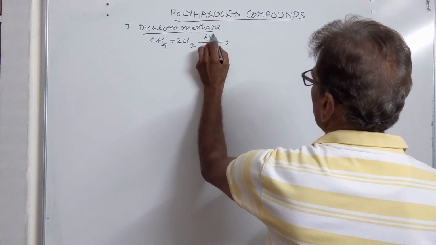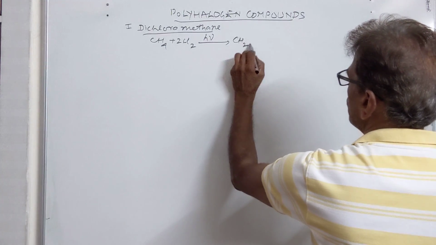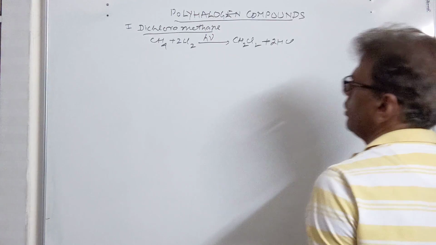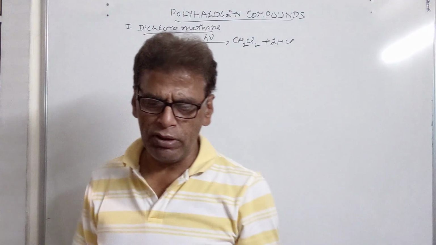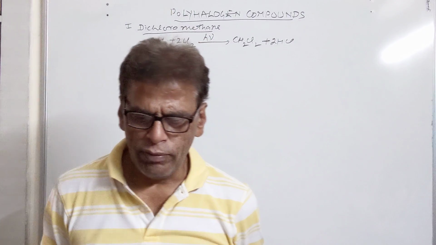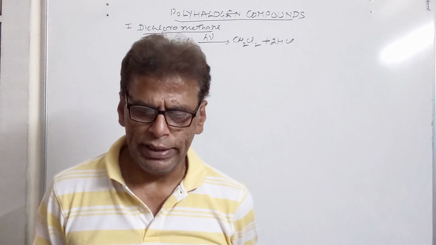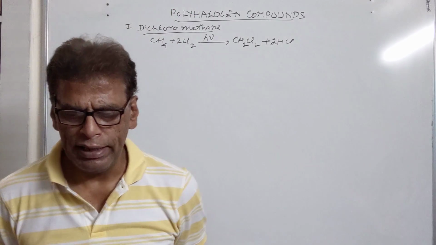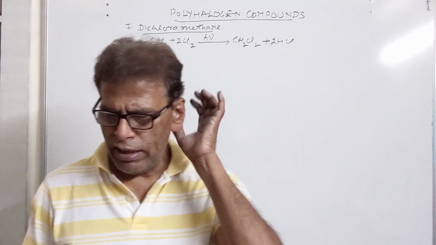In the presence of diffuse sunlight, we get CH2Cl2 plus 2 molecules of HCl. So this is our first polyhalogen compound, that is dichloromethane. It is used as a solvent to dissolve organic compounds. It is used in paint removal. It is used as a propellant in rocket fuels and in metal cleaning.